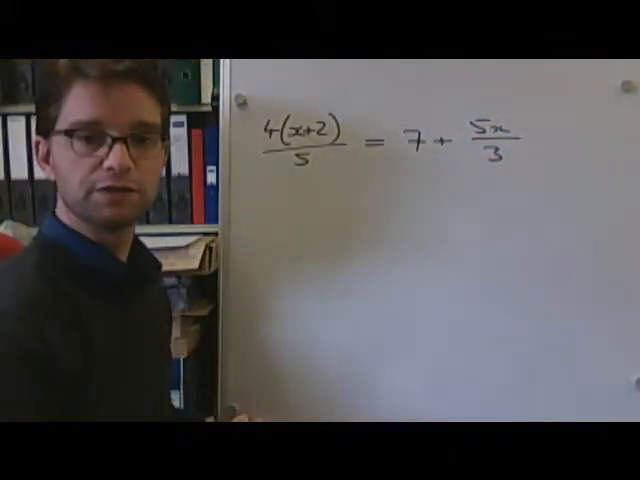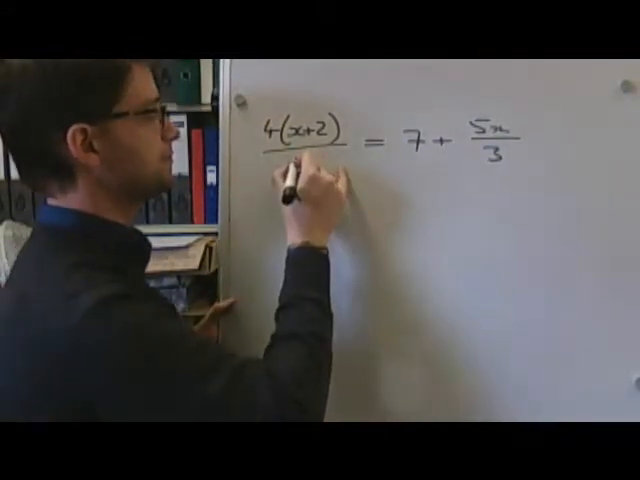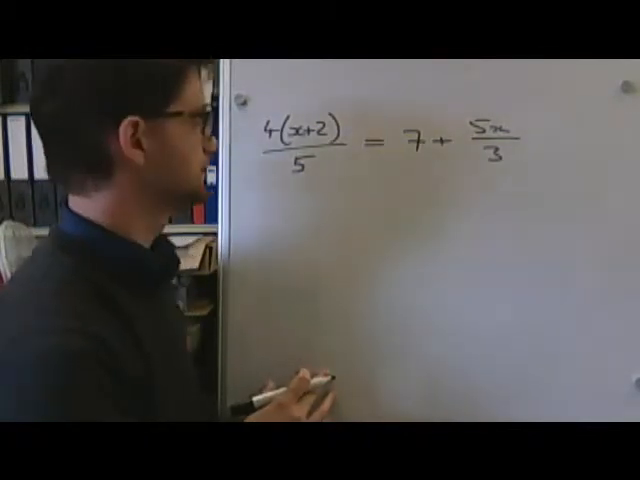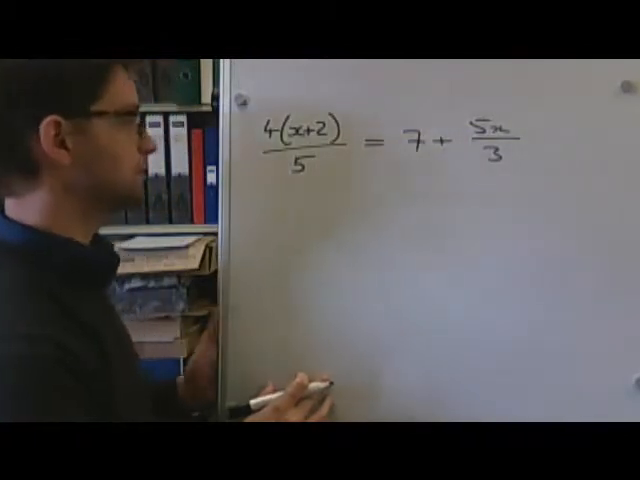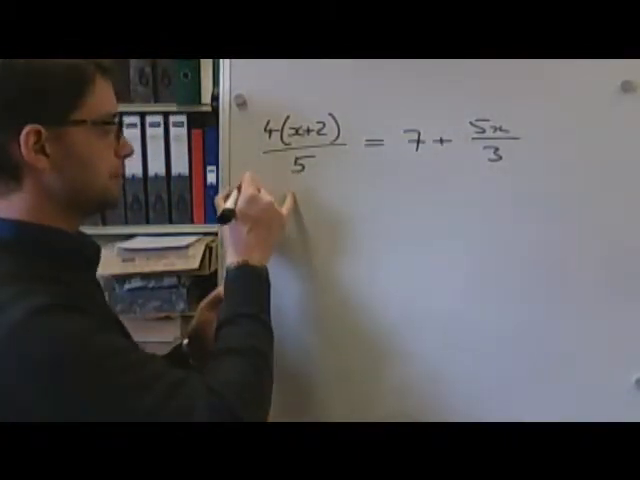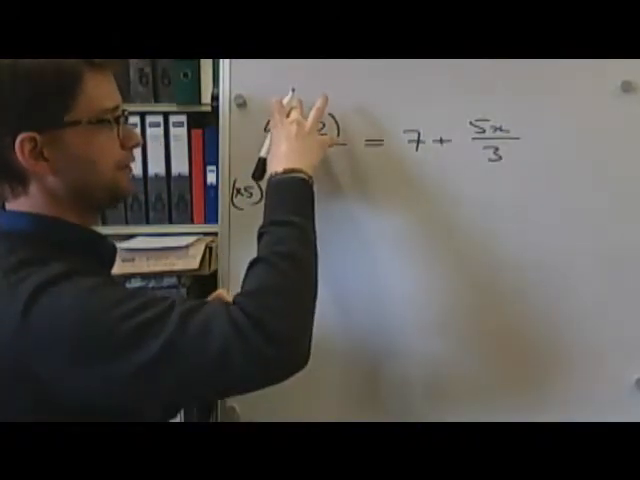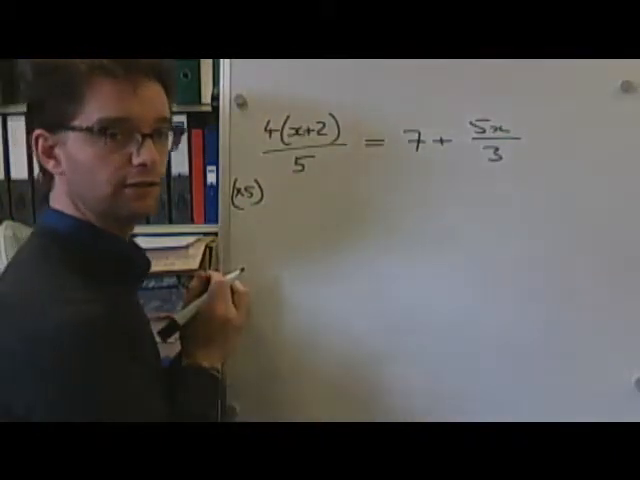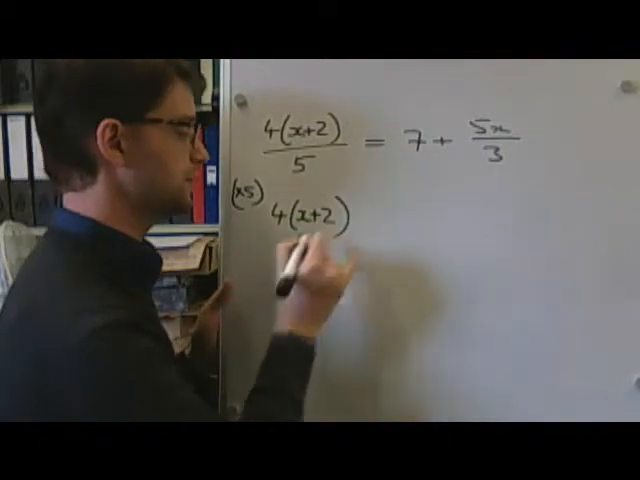4 into x plus 2 over 5 equals 7 plus 5x over 3. It looks really scary, but actually it's not. I'll do this in a couple of stages. I'll multiply everything by 5. So multiplying this by 5, 4 into x plus 2 divided by 5, multiplied by 5, will just give me 4 into x plus 2.